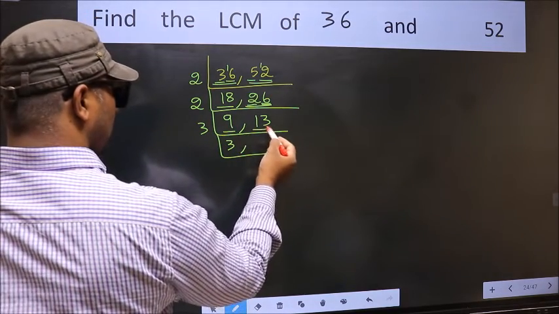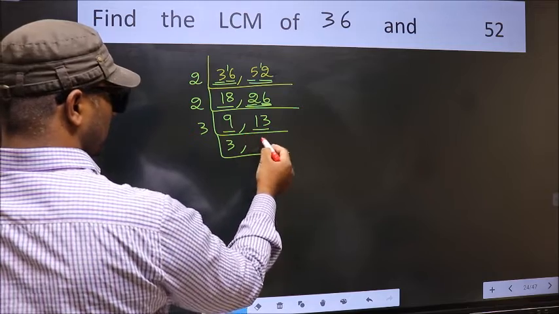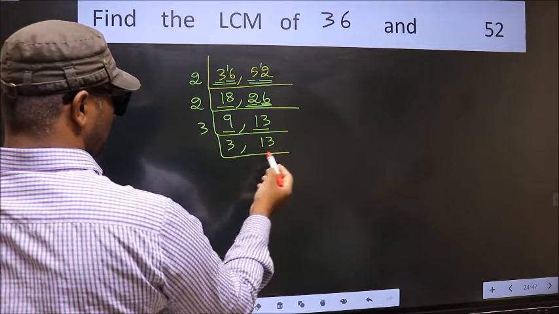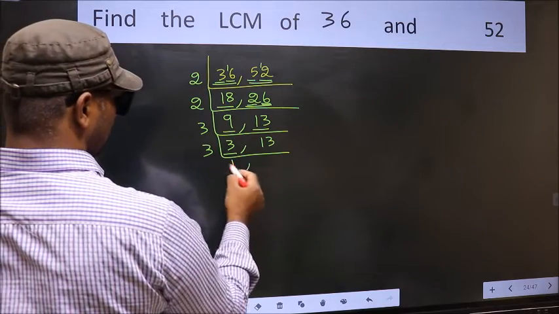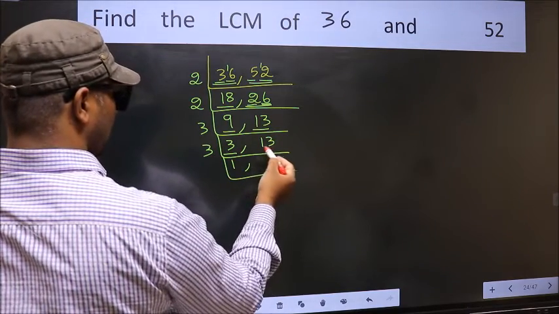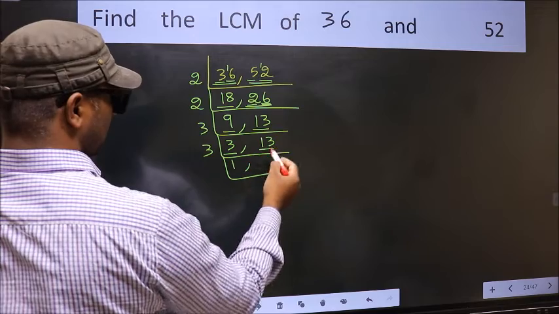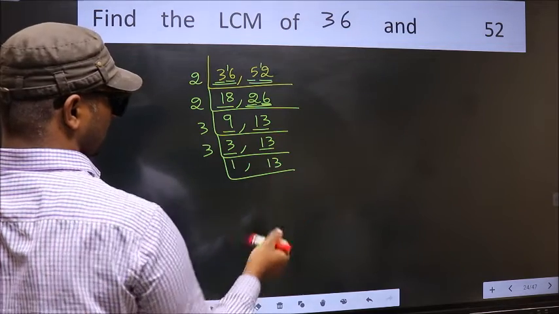The other number 13, not divisible by 3, so we write it down as it is. Now here we have 3, 3 is a prime number, so 3 1s 3. The other number 13, not divisible by 3, so we write it down as it is.